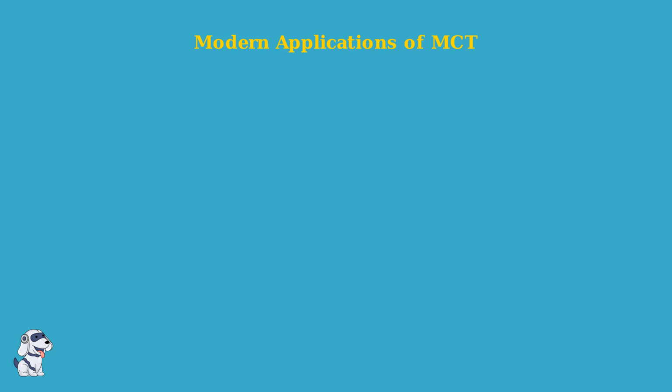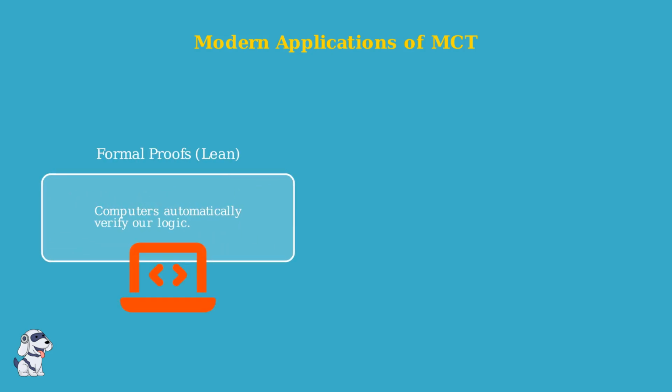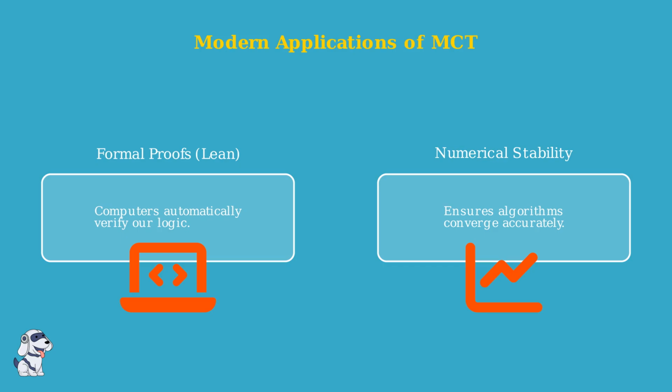The monotone convergence theorem isn't just for textbooks. By 2026, it is vital for modern computational tools. First, in formal proof assistants like Lean, we use MCT principles to let computers automatically verify the validity of complex mathematical proofs. Second, it ensures numerical stability in algorithms. It guarantees that our calculations don't drift away into error, maintaining precision in every iteration. These modern applications turn MCT into a bridge between pure analysis and the reliable code running our digital world.